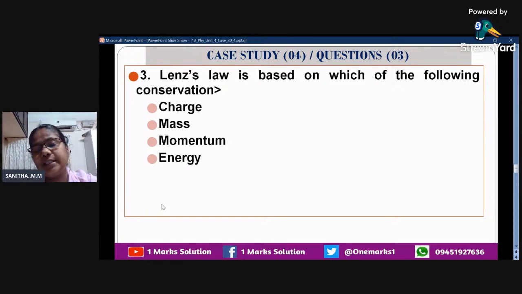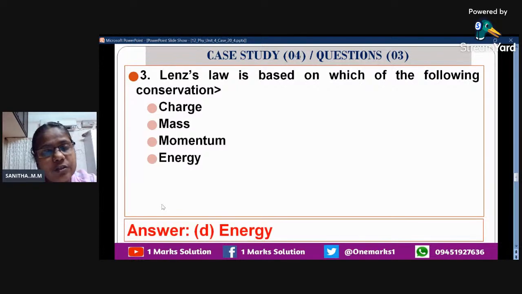But Lenz's law states that this induced current always opposes the cause, the reason of the induced current. The reason can be the movement of the magnet or the movement of the coil. Here it is the movement of the magnet, so they will oppose the magnet. From that, we can explain and verify the law of conservation of energy. That is very, very important. The topic name given in your textbook is Lenz's law and the conservation of energy. So the answer here is the fourth one, D, energy.